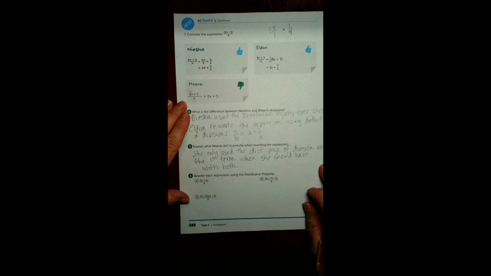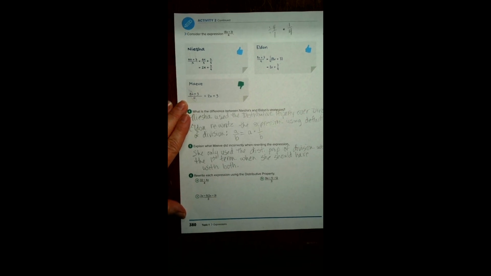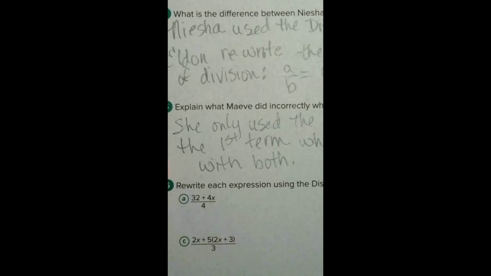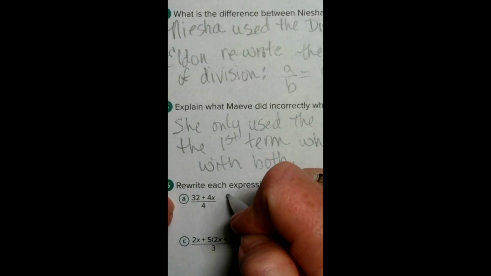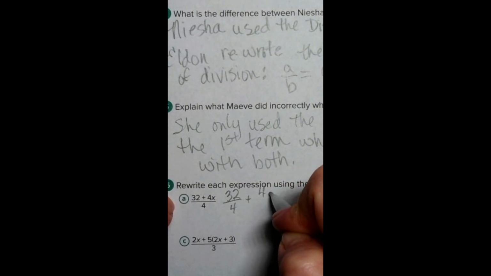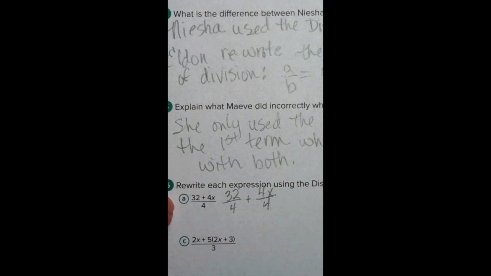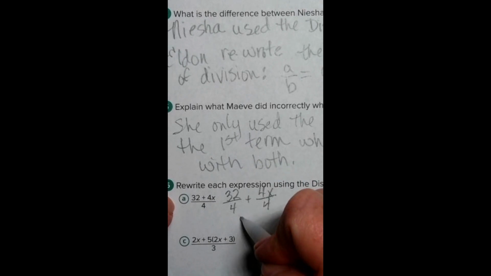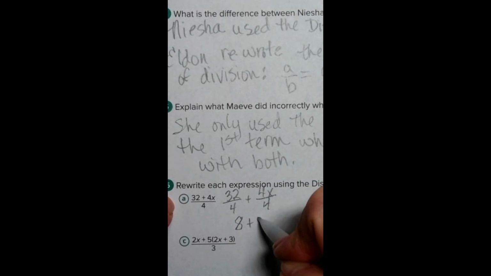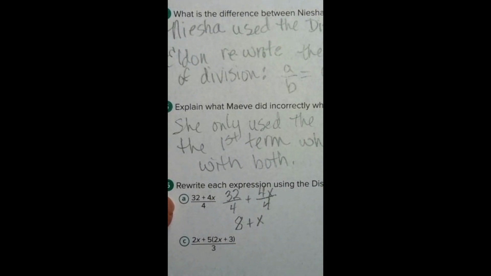Okay, rewrite each expression using the distributive property. So 32 plus 4x divided by 4. It's going to be 32 over 4 plus 4x over 4. 32 divided by 4 is 8, plus 4 divided by 4 is 1, so it just leaves the x.